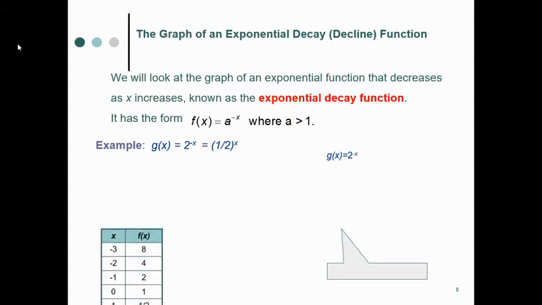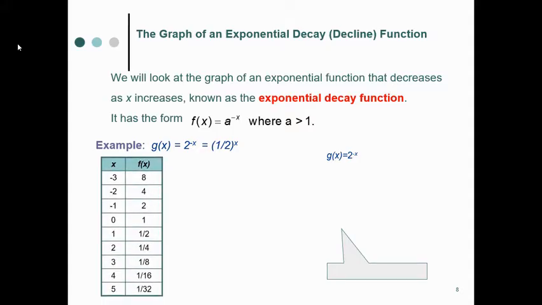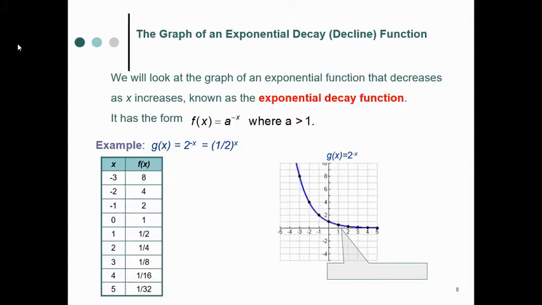Oftentimes we don't work with negative exponents, so notice that the negative exponent changes the 2 to a 1/2. So really we're looking at fractions here, a fraction to the exponent of x. So if you have negative numbers, then you wind up with whole values. And then if your exponent is 0, your y-intercept is 1. Notice, though, that when the numbers are positive, we have fractions.